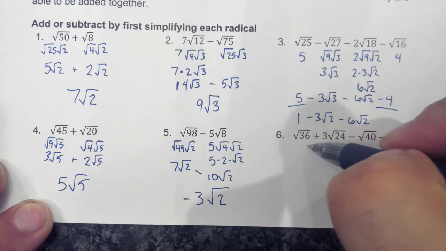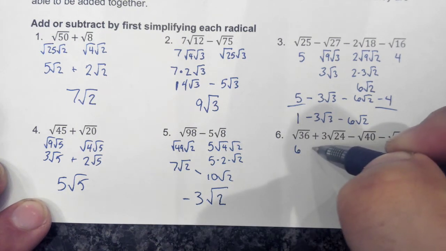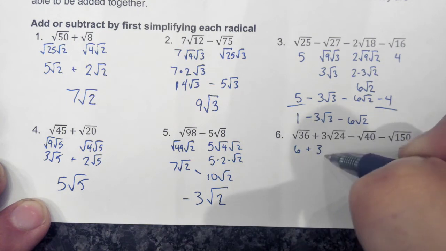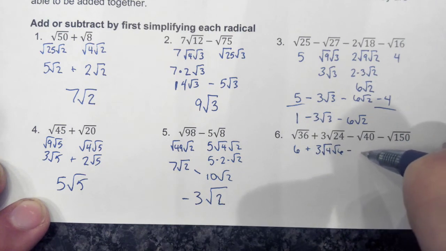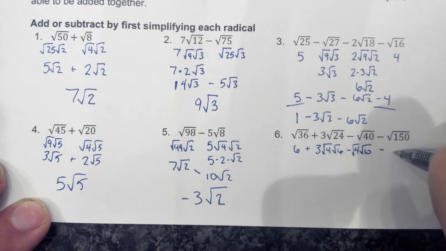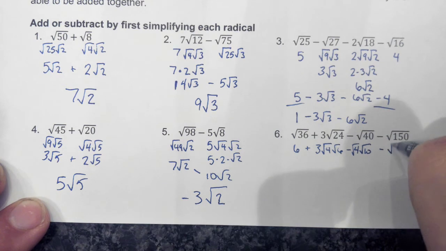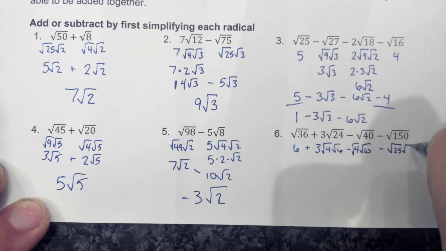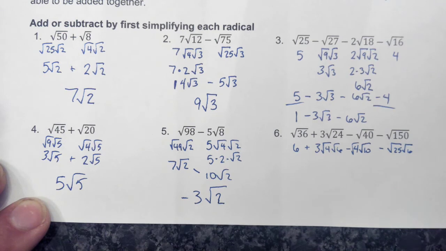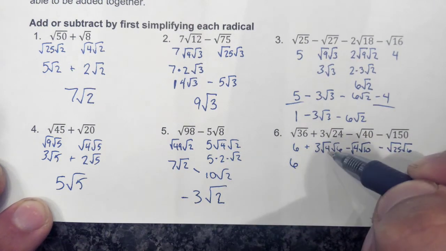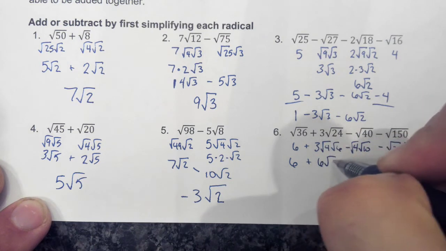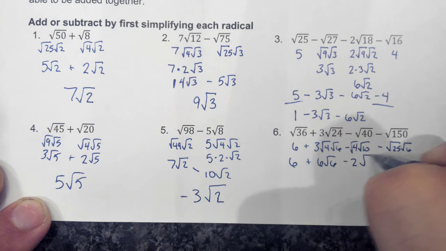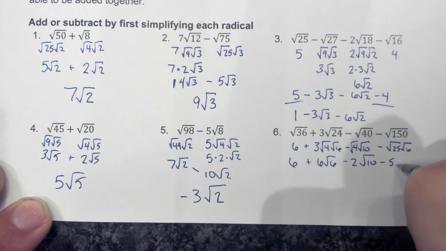And then 6 here, square root of 36 is 6. 4 times 6 is 24. This one here, 4 times 10 is 40. And that one, 25 times 6. Okay. Simplify these things. The square root of 4 is 2, so 3 times 2 is 6 square roots of 6. And the square root of 4 is 2, so 2 square roots of 10, and the square root of 25 is 5, so 5 square roots of 6.